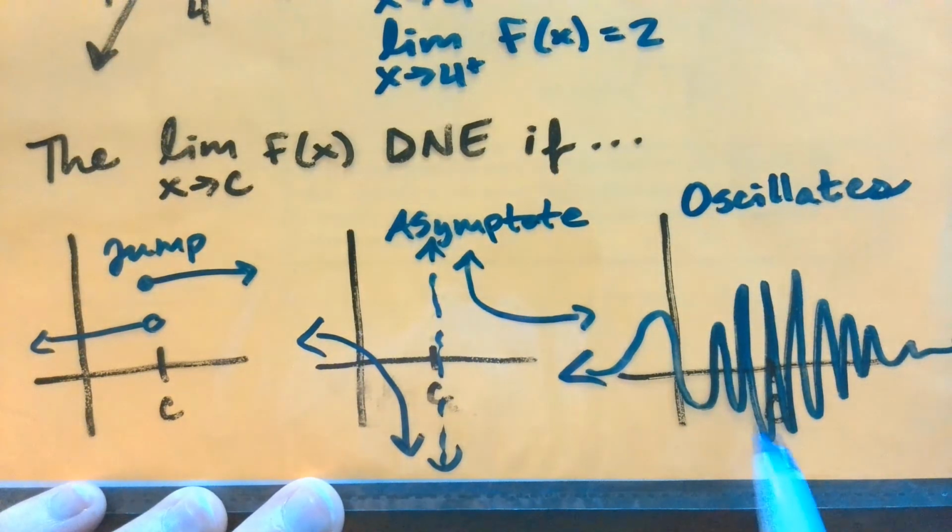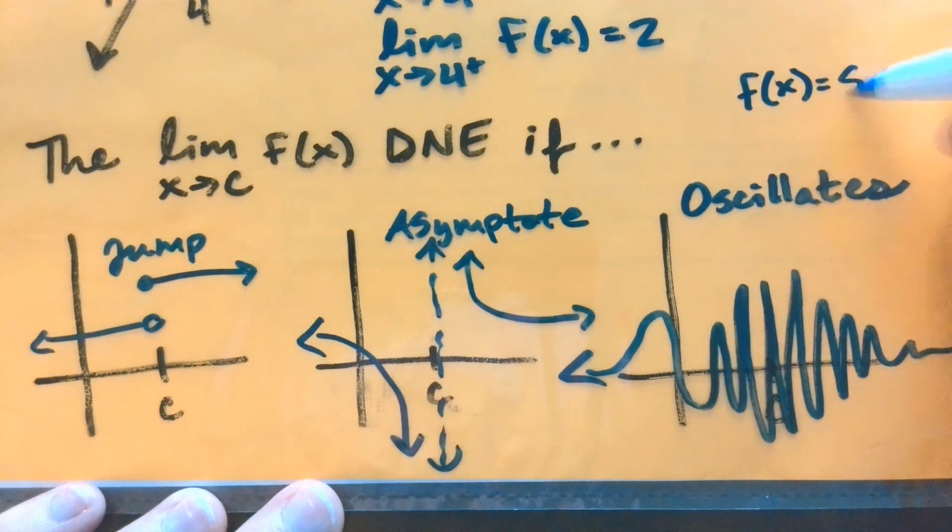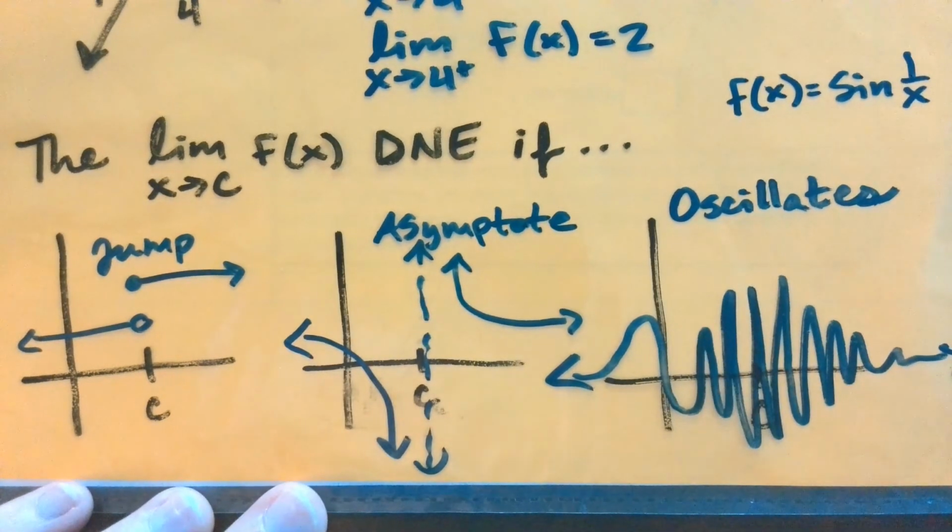If you're curious and want to see a function that oscillates, one that you can graph in your calculator is sine of 1 over x, and see what that looks like. It is interesting.